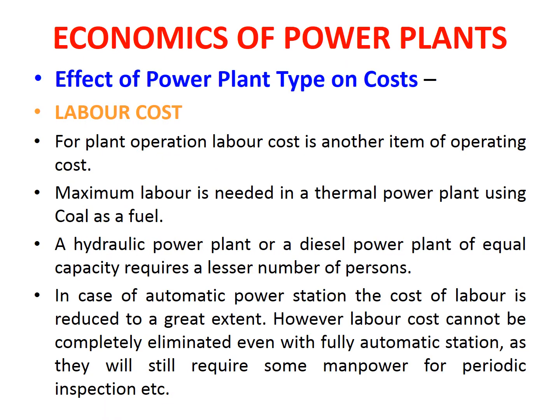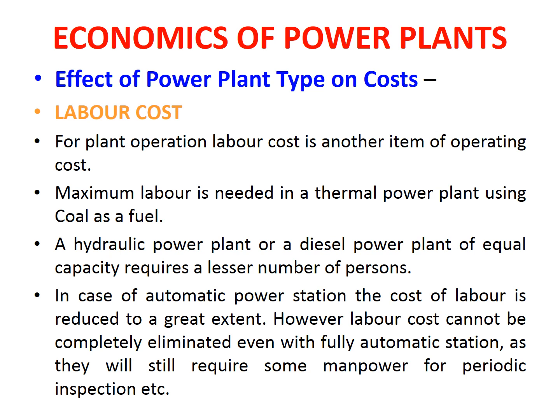Then second is the labor cost, which is nowadays a headache for all industrial persons, because the labor cost is increasing while at the same time productivity is reduced. For plant operation, labor cost is another item of operating cost. Maximum labor is needed in a thermal power plant using coal as a fuel. A hydraulic power plant or a diesel power plant of equal capacity requires fewer persons, because when coal is used, it requires a maximum amount of labor, since the handling of the coal and its transfer from one point to another is to be done.